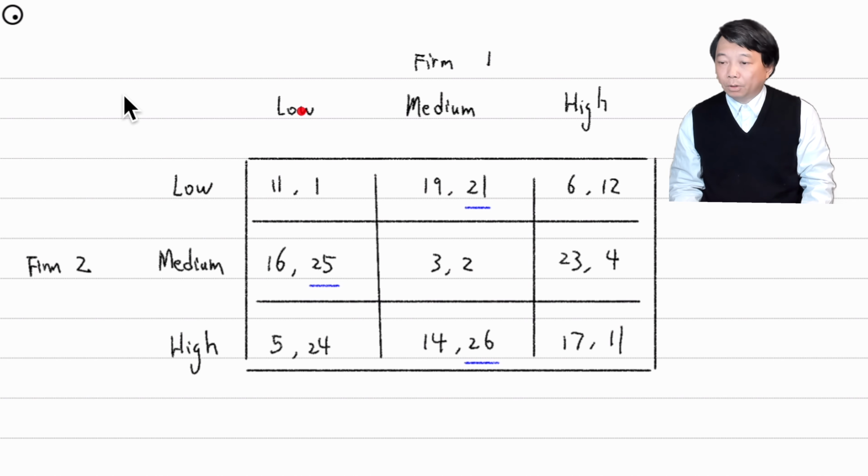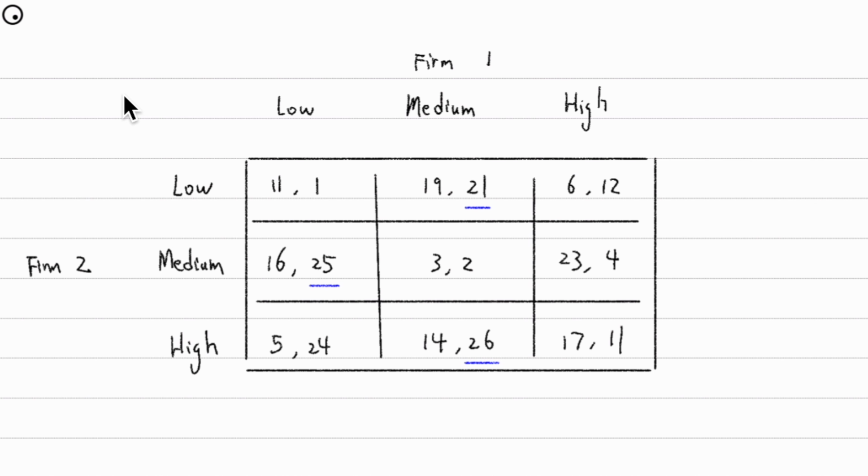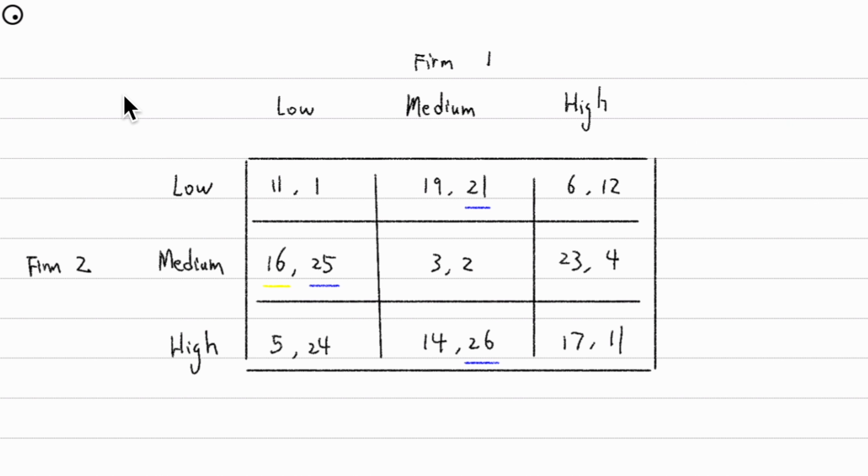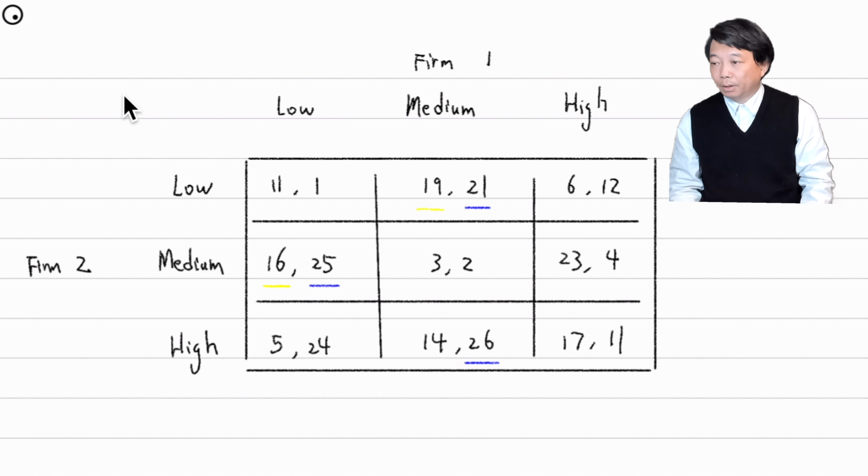If firm 1 chooses low, firm 2's best response is medium, and it brings 16. If firm 1 chooses medium, firm 2's best response is low, and it produces 19. If firm 1 chooses high, then firm 2's best response is medium, and it gives a payoff of 23. We also underline those numbers.